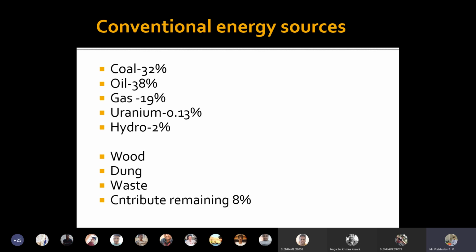Nuclear has other problems like safety issues and disposal issues. So the government should take preventive measures to save the conventional energies like oil, so that their life can be extended and they can be used in a more reasonable manner. So that is the conclusion for these slides.